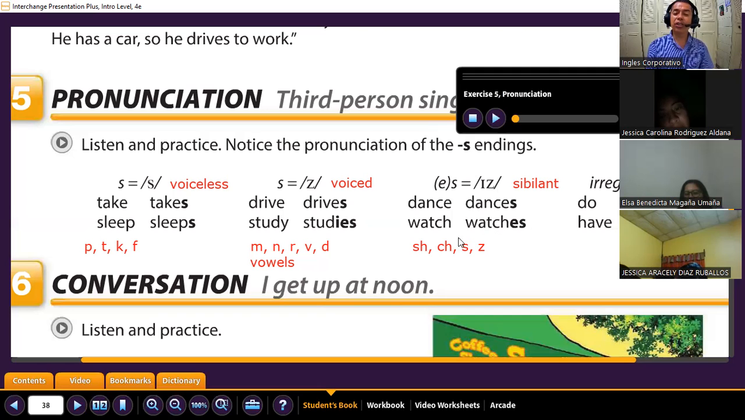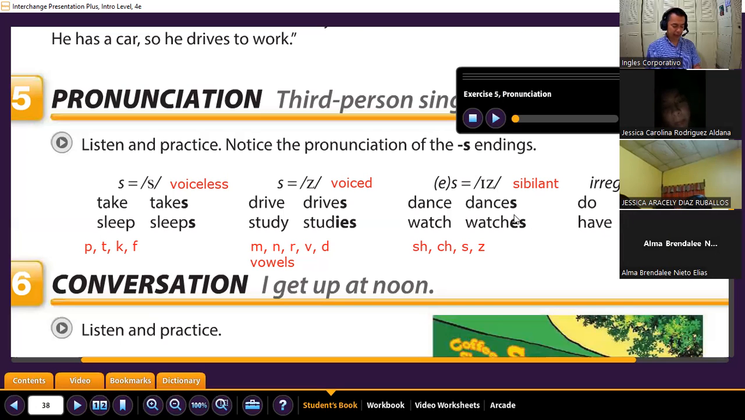Watch. Watches, because the last sound you hear is the ch. These are whistling sounds, right? In that case we add the sound is. Dances, watches, right? And the irregular ones are do, does, and have, has, right? Good. Any question? Questions? No questions? No, teacher. Okay, very good.